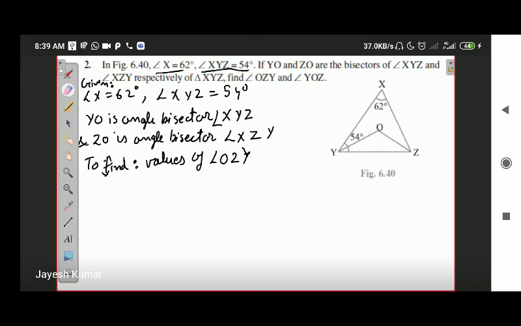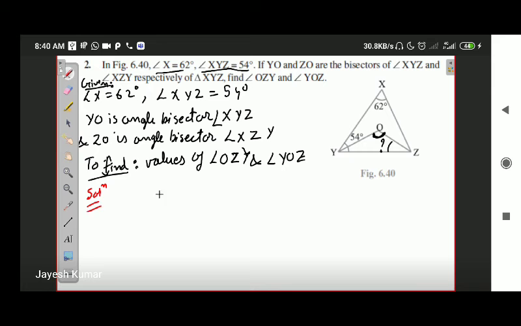What is angle OZY? OZY, this angle. We have to determine the value of this angle, angle OZY, as well as the value of angle YOZ. So we have to determine two of these angles, OZY and YOZ. Now let's start with the solution.